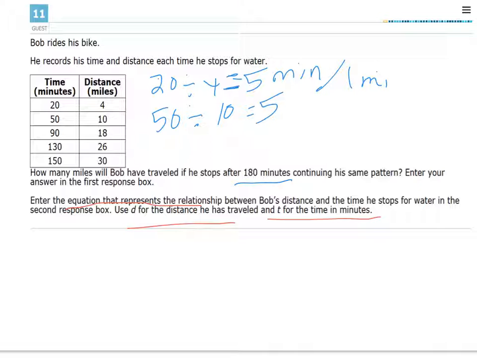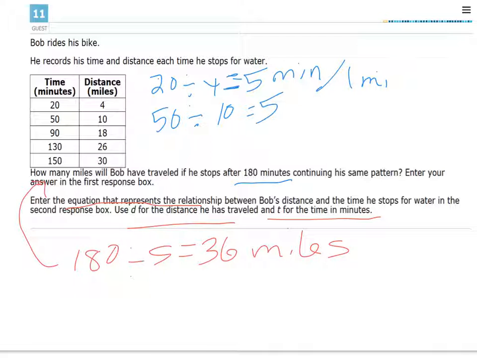Now, since we found that it's 5 minutes for every mile, if they're saying it's 180 minutes, I could take the 180 and divide that by 5, and it gives me 36 miles. So that would be my answer for the first question.